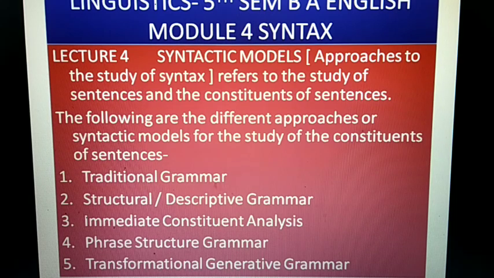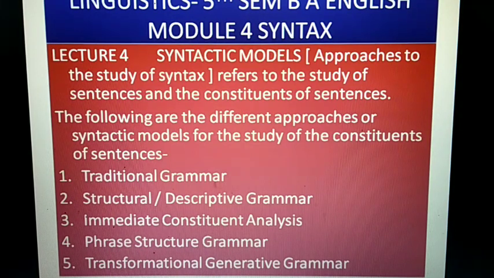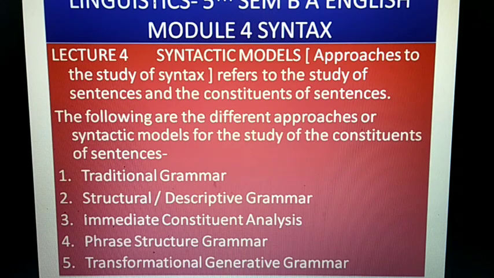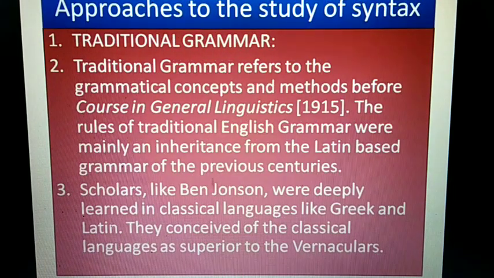Okay, and even phrase structure grammar is incomplete or insufficient, and thereafter, see, we have other grammarians. Say for example, we have Chomsky. Chomsky again came forward with another syntactic model, that is transformational generative grammar. So these are the 5 syntactic models or approaches to the study of sentence, or approaches to the study of the constituents of sentences we have to learn. Now we will look at each of these one by one, right?